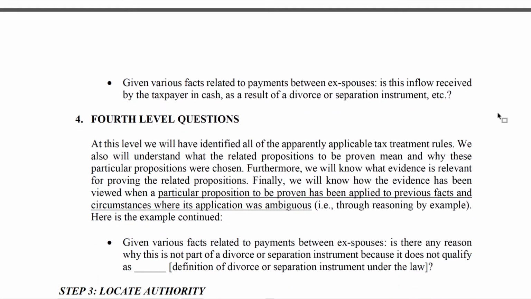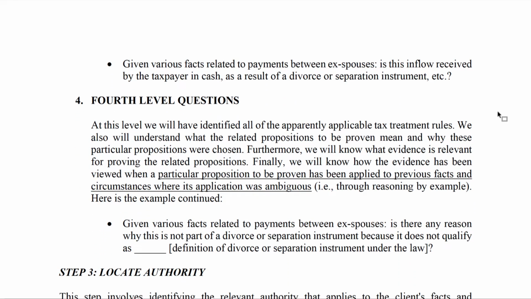So then the fourth level is really the final, and you can go even further, but I generally see 4 levels depending on who you ask. The fourth level focuses on those different propositions. For example, it needs to be alimony. It has to be part of a divorce or separation instrument or decree. So then the question arises, given the various facts related to payments between ex-spouses, is there any reason why this is not part of a divorce or separation instrument because it does not qualify as blank, and you're defining what the divorce or separation instrument is. So you're trying to argue, does it meet the propositions, each specific one?